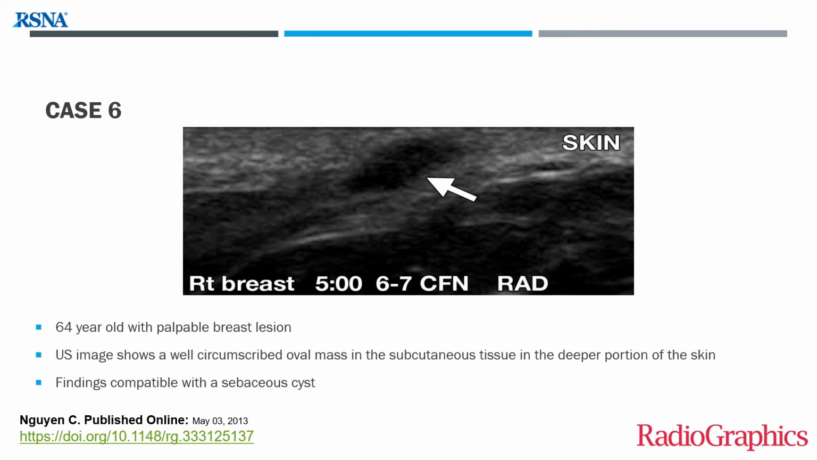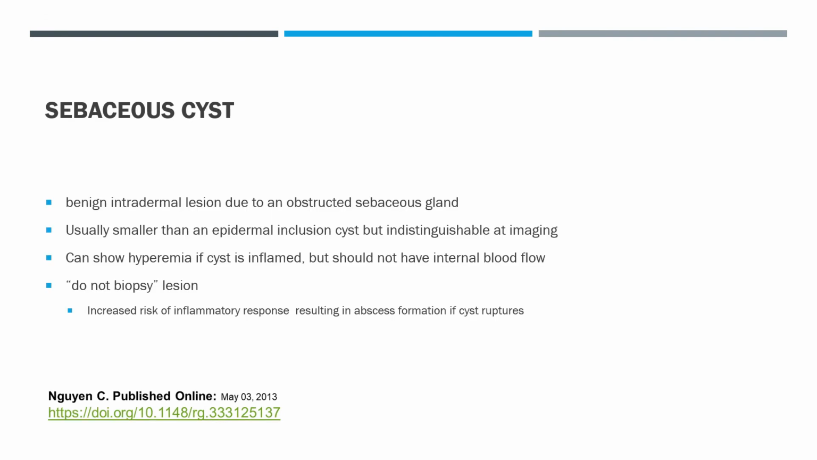In case 6, we have a 64-year-old with a palpable breast lesion. Ultrasound image showed a well-circumscribed oval mass in the subcutaneous tissue, and that was compatible with a sebaceous cyst. Sebaceous cysts are benign intradermal lesions due to an obstructed sebaceous gland. They're usually smaller than epidermal inclusion cysts, but they are indistinguishable at imaging. You can see hyperemia if the cyst is inflamed, but it should really never have internal blood flow. It is considered a do not biopsy lesion because there is risk of inflammatory response resulting in abscess formation if the cyst is ruptured.